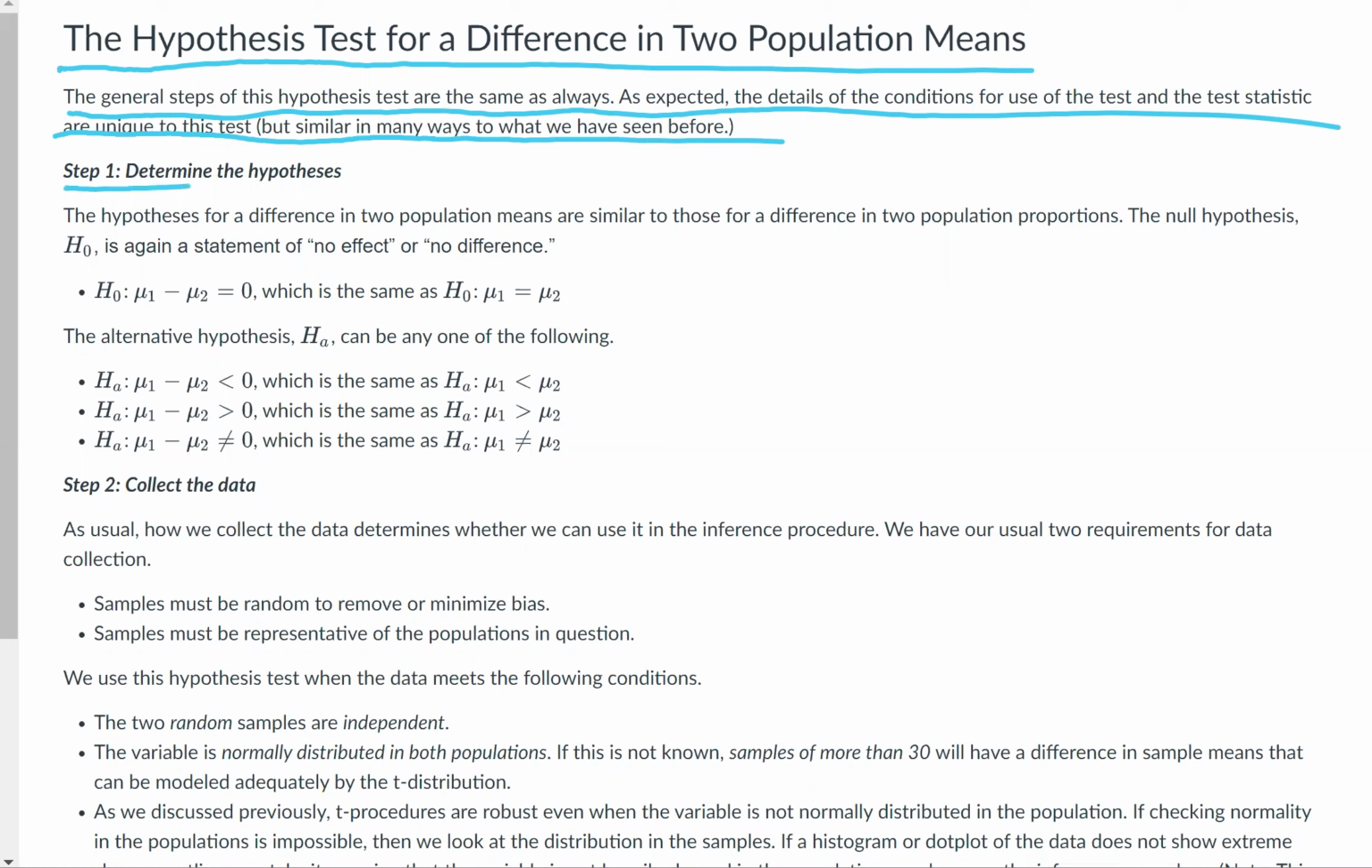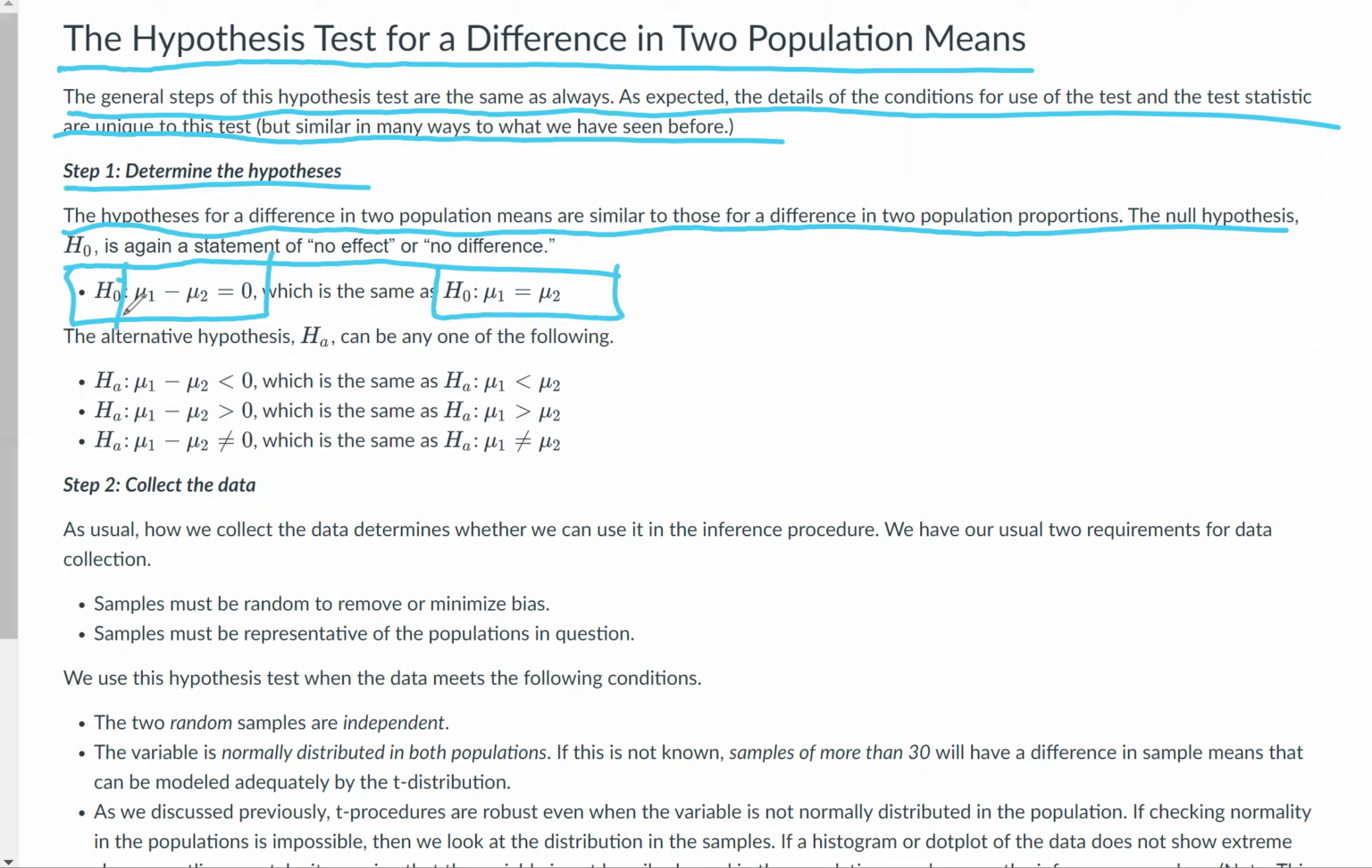The first step would be to determine the hypotheses. The hypotheses for a difference in two population means are similar to those for a difference in two population proportions. The null hypothesis, H sub 0, is again a statement of no effect or no difference. So we would say that H sub 0 is that the population mean for one minus the other, you subtract them, you get 0. In other words, they're equal to each other.